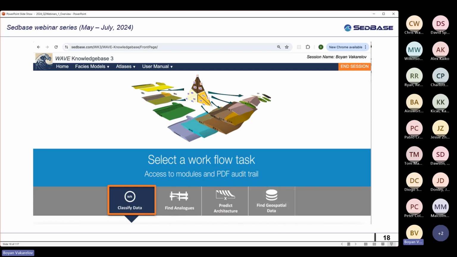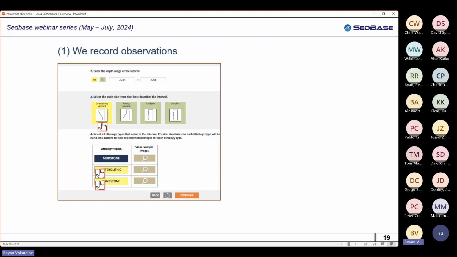So we mentioned these 4 parts of the workflow: classify, find analogs, predict architecture, and find geospatial data. Let us very quickly introduce what we mean by classify. Now, the next webinar that we will be having in 2 weeks from now would be entirely focused on this subject. So we will spend a whole lot of time going over our various modules that we have available to you that help you classify core.